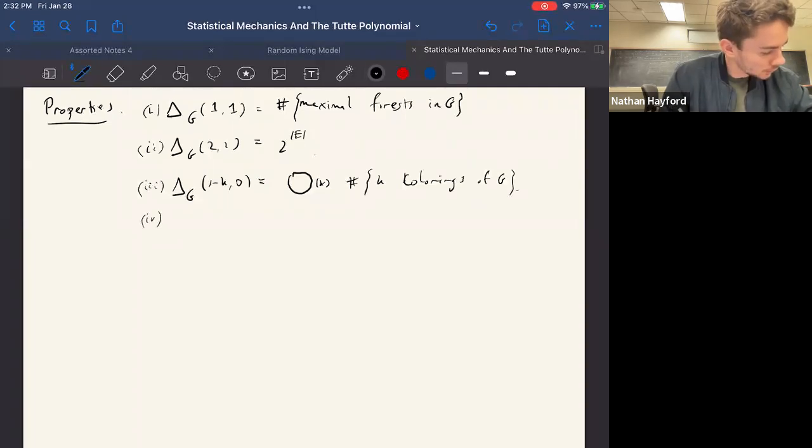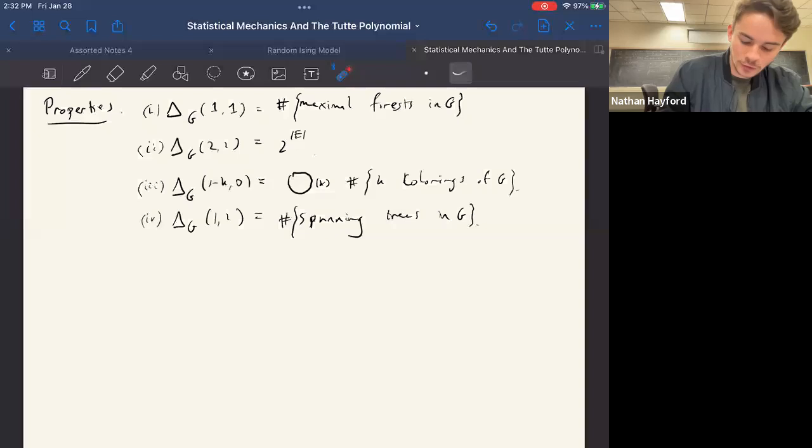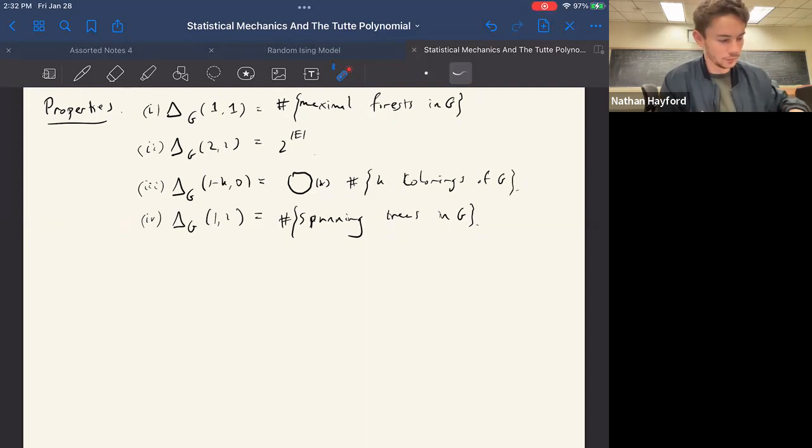What else? Let's do 1, 2. So delta G of 1, 2 is the number of spanning trees. So an easy way to compute all of these things is just to compute the Tutte polynomial, which is very procedural, and then you can just read off all of these nice important quantities you would want to compute for the graph to start with. Okay, so any questions on that? That's all I'm going to say about just the Tutte polynomial.